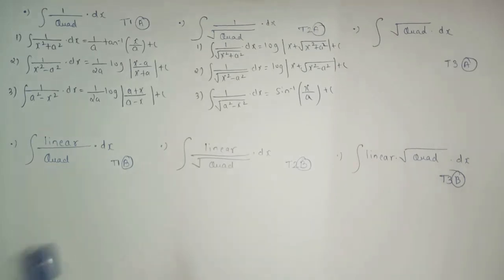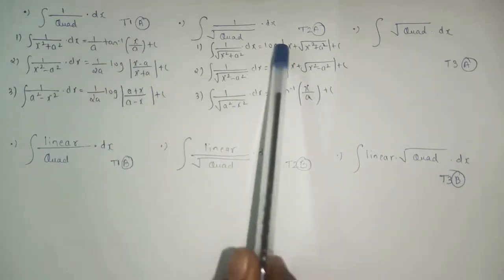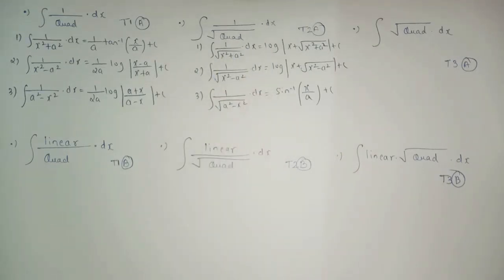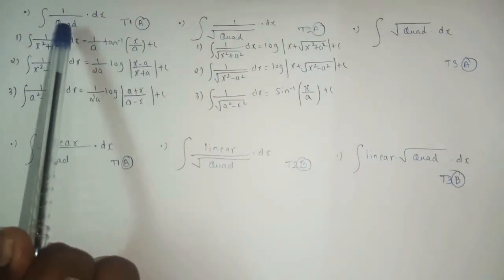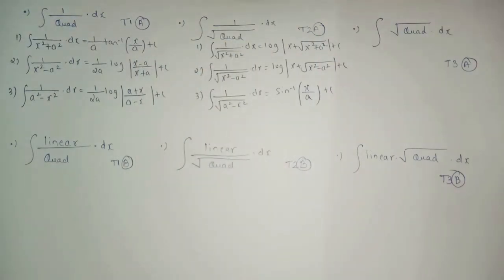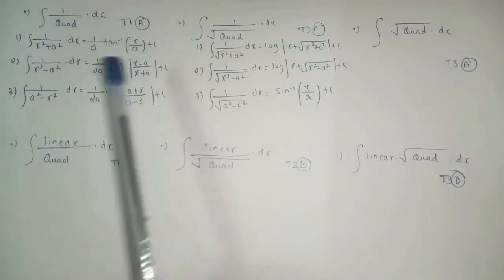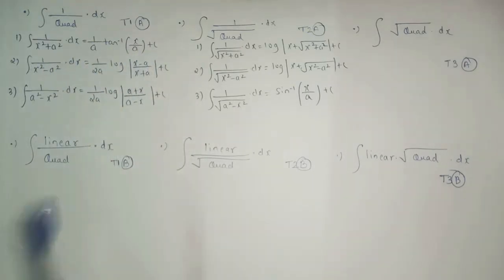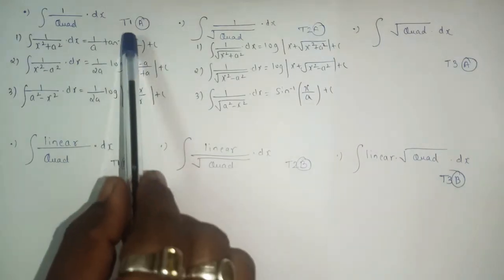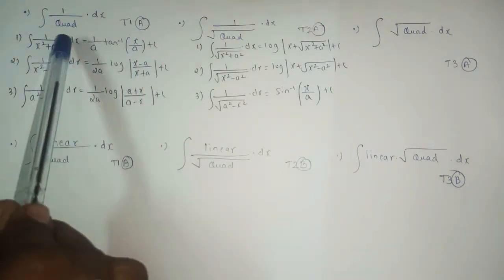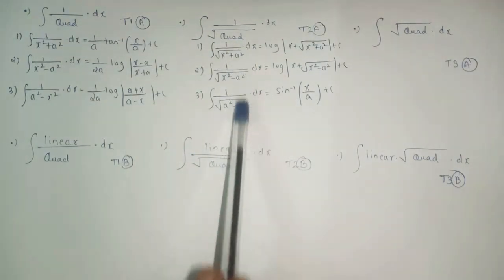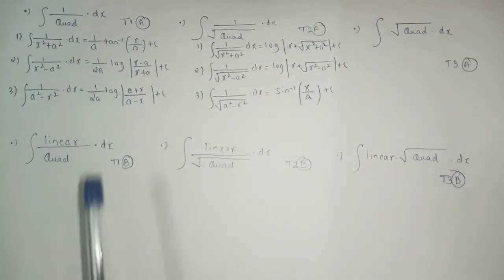So let's begin with type number 1b. I hope you all understood type number 1a and type number 2a: how to find the answer for 1 upon quadratic and 1 upon root quadratic. First we used to check that the coefficient of x square should be 1 and the sign should be positive. Then we have to apply the third term formula, yes or no? I hope you all might be knowing everything. And then after that we used to apply the suitable formula. For this we have three formulas, and for this also we have three formulas. So let's begin with linear upon quadratic.